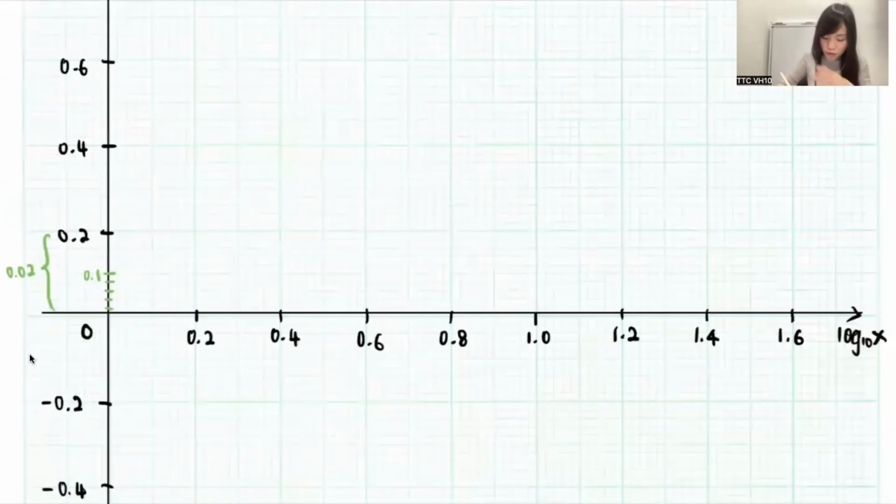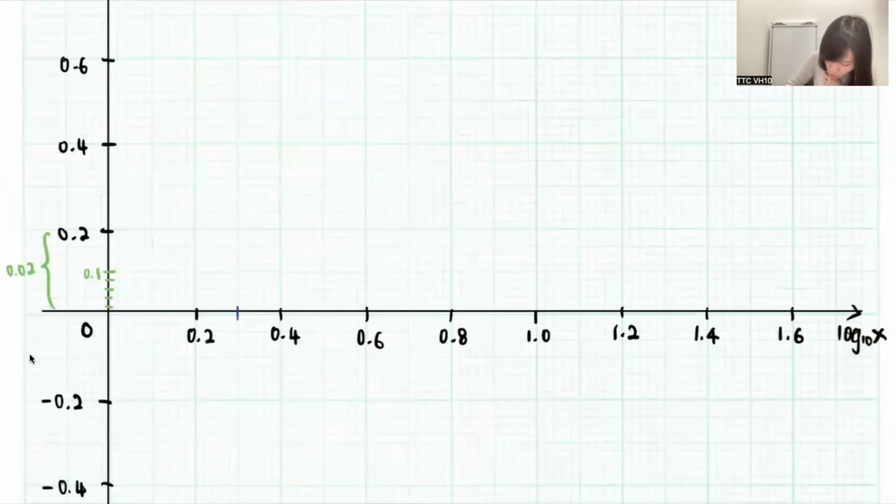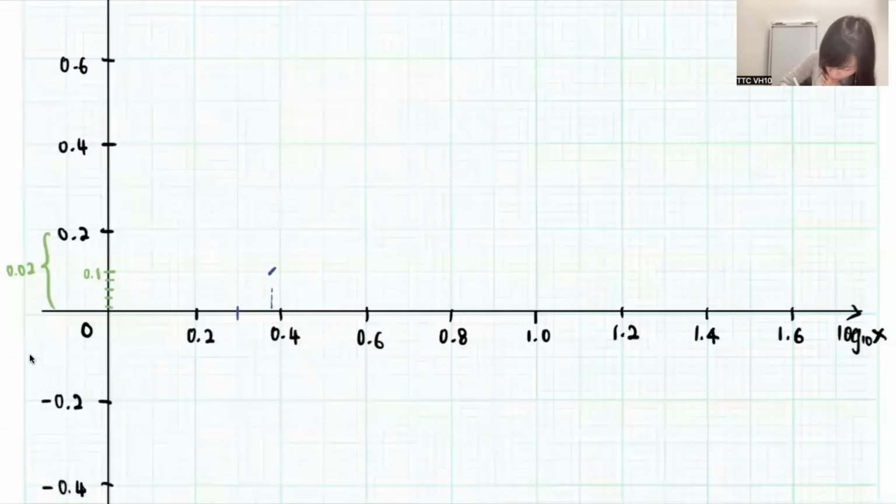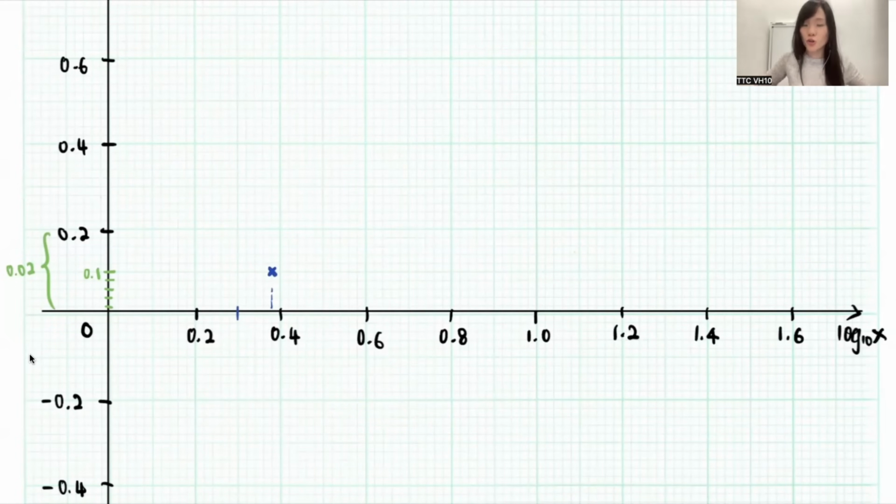So the first one is what? 0.38, 0.1. So 0.38. So here is 0.3. 32, 34, 36, 38. 38 should be here. Now put a dotted line for you guys. So hopefully you guys know there is 38. So height is 0.1. Isn't it 0.1 exactly in the 5th box? So draw a cross. Don't draw dot, draw cross, okay?